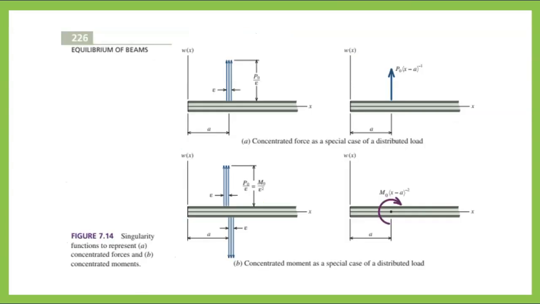In the next slide, there are two graphs. The first graph shows the relation between w of x and B naught multiplied by x minus a raised to the power of minus 1, shifted by a distance a, while the second graph shows the relation between w of x and M naught multiplied by x minus a raised to the power of minus 2, shifted by a distance a.